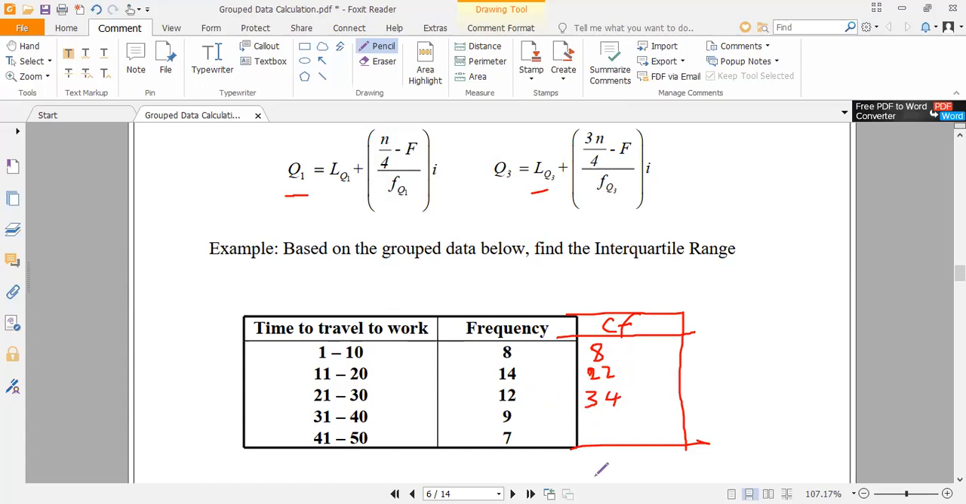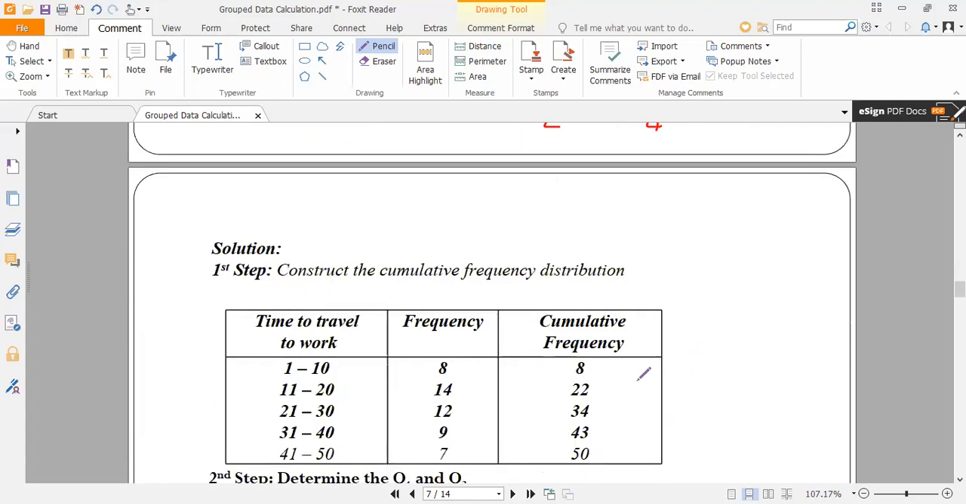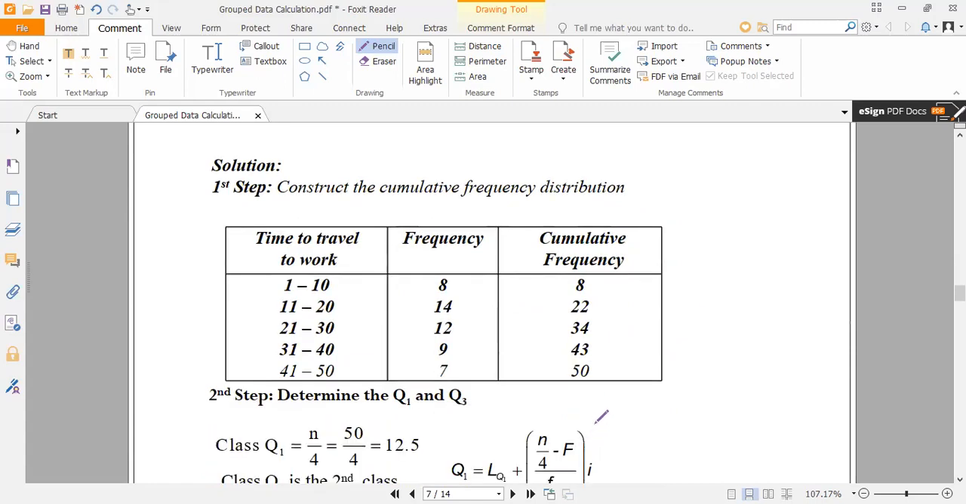Then plus 9, 43. Then 50, so the 50 is the one which comes there. Then what we do: if it was the median, we would have divided by 2. But now since it's the first quartile, we're dividing by 4. So let's divide by 4. What is 50 divided by 4?